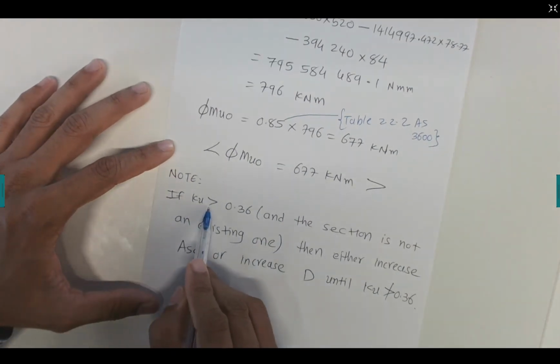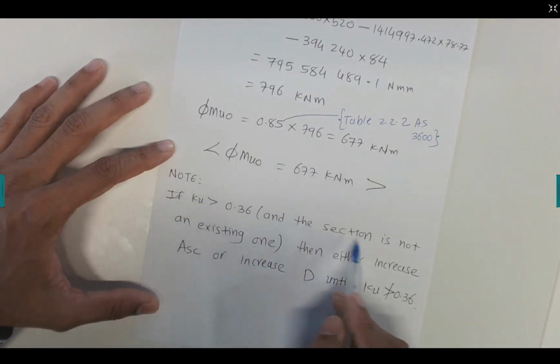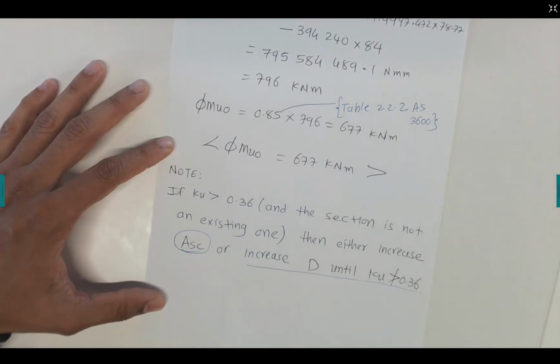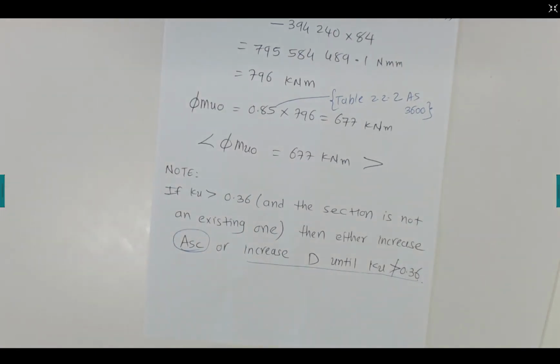Now if ku is greater than 0.36 and the section is not an existing one, then either increase the Asc or increase the depth until ku gets to 0.36. So we always check that ku value. Thank you.